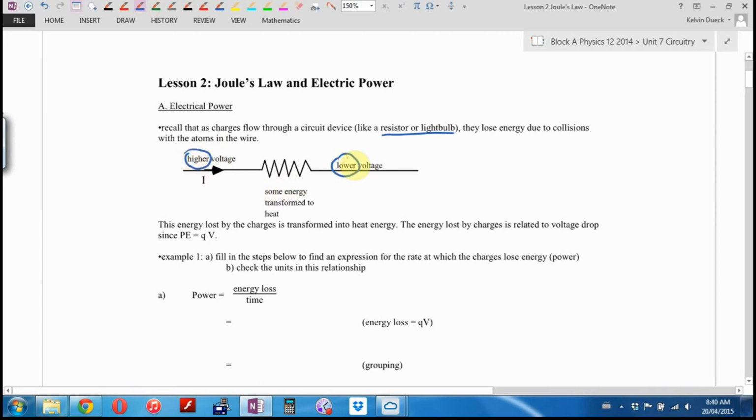Wait a minute, Mr. Dueck, you said you lose energy. Voltage is measured in volts. Remember, voltage is energy per coulomb. So if you've lost voltage, you haven't lost coulombs, you've lost some energy per coulomb. This energy is transformed into heat, and we're very clever. We can do an awful lot with that heat.